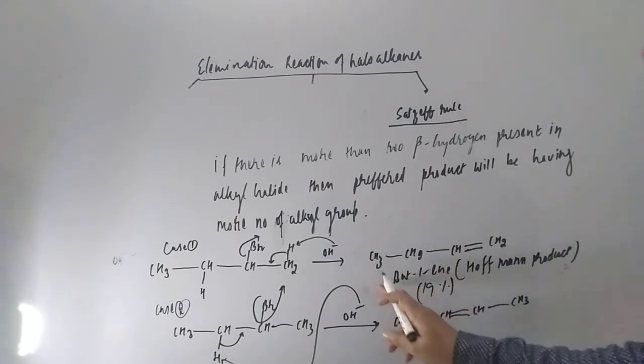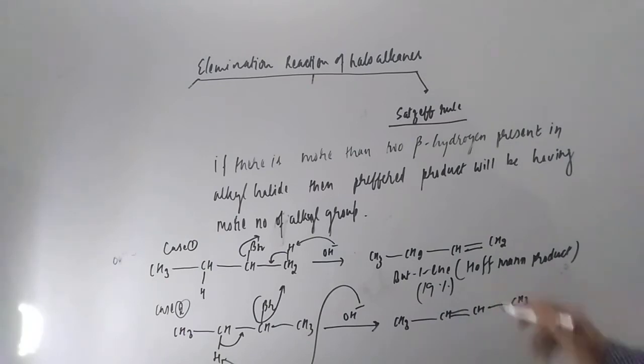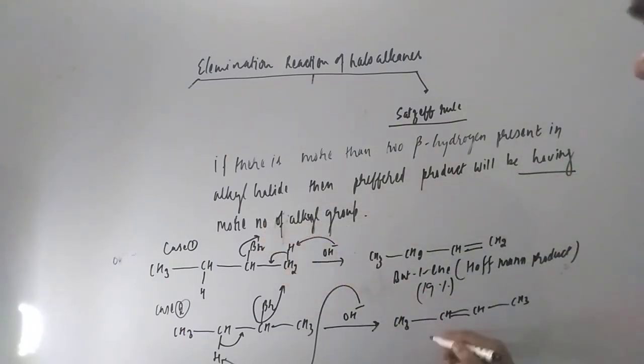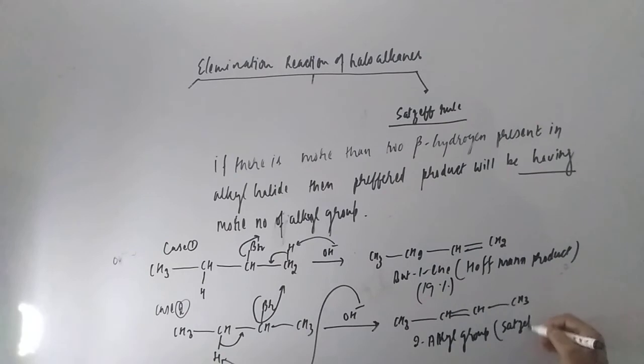So how many alkyl groups are there? Here is only one alkyl group, students. Here are two alkyl groups. So the product will have more number of alkyl groups. Two alkyl groups present means this is the Saytzeff product. If this is the Saytzeff product, students, how much does it form? 81%. So this is the major product.